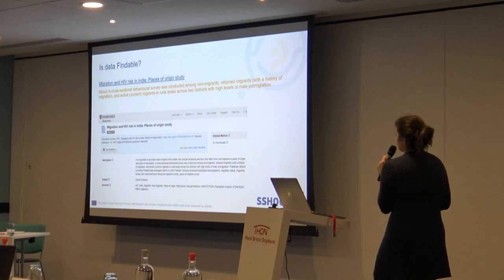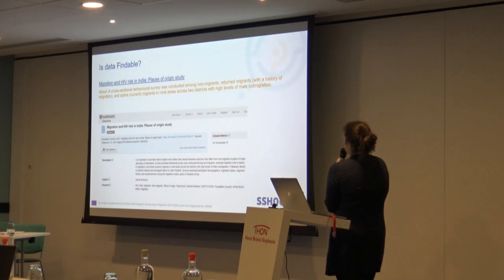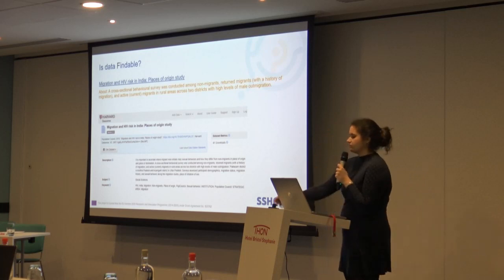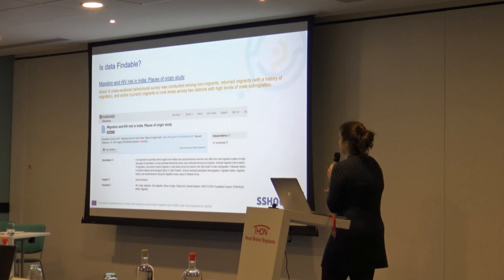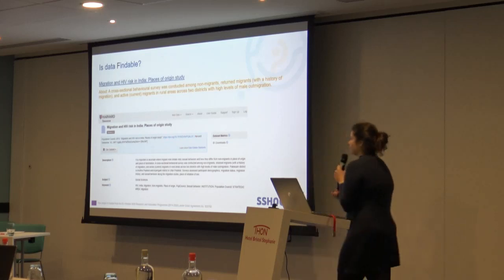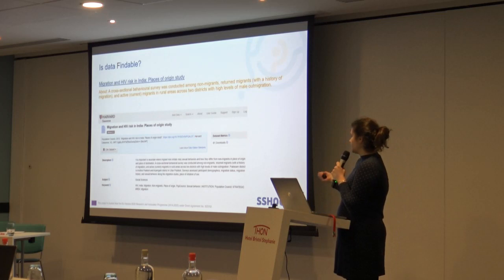So to give an example here, I picked this one from Dataverse. It's a migration and HIV risk in India, places of origin study. I included a short description of the data at the top, but this is how the page looks when you go to access it, and the DOI is included right there in the citation. So that was one example. You also have the data metrics, which is very important, and we'll look at that as well later.